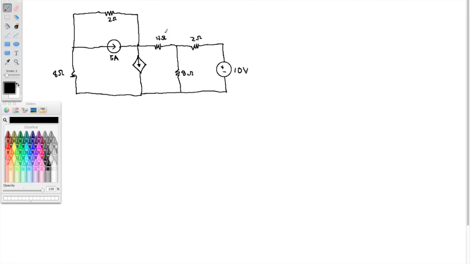Okay, so we've got labels there. Let's make the dependent current source 3I0, and we'll call I0 the current here. So the current here is 3 times whatever the current here is. Okay, so there's our circuit. No, let's not make this 6. We'll make this 6 ohms.